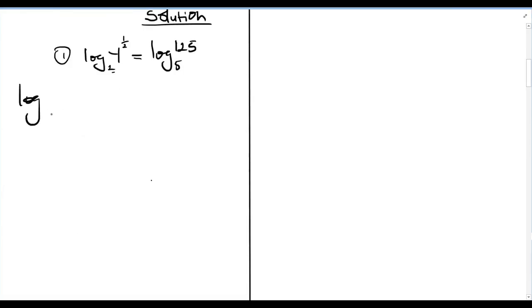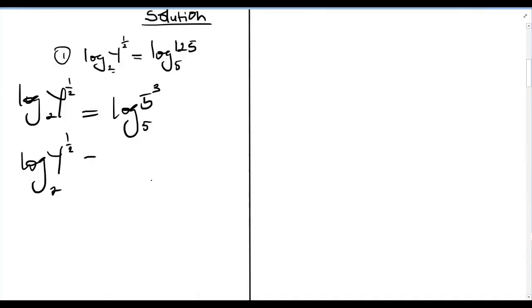We have log base 2 of y to the power of half equal to the log of 5 to the power of 3 base 5. So this now becomes log base 2 of y to the power of half is equal to, if 3 goes to the front of the log, 3 log 5 base 5.